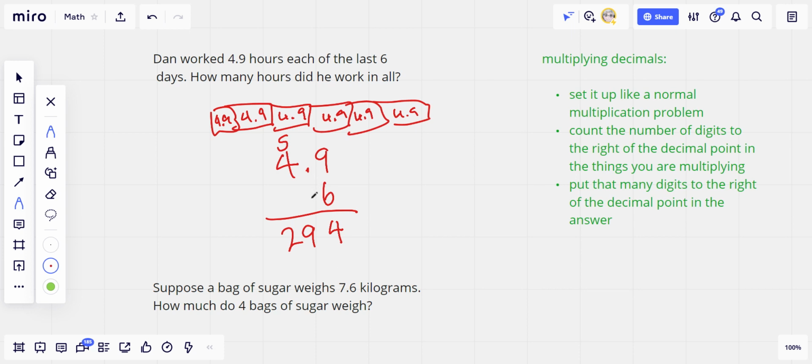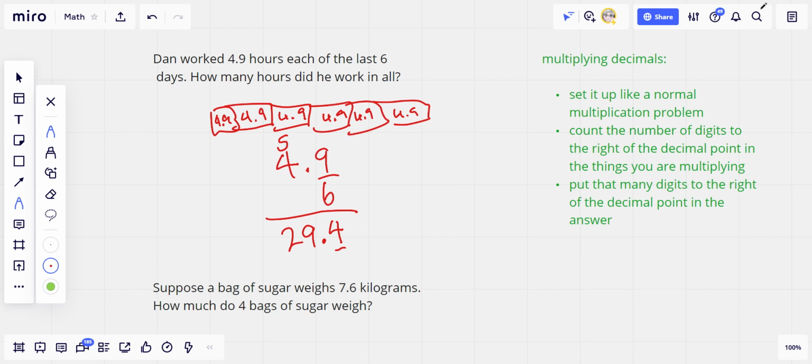Now we have to pay attention to the decimal point. And what we do is we just count the number of digits that are behind the decimal point in either of these numbers. There's only one, there's only this 9. So in our answer, we have to put only 1 behind the decimal point. So the total time worked was 29.4 hours.